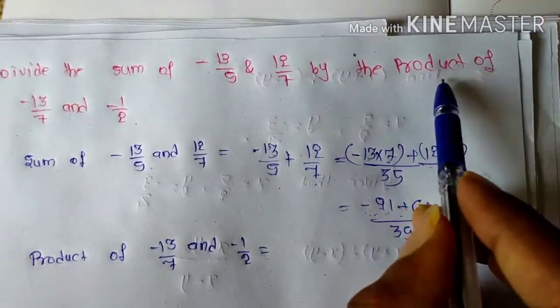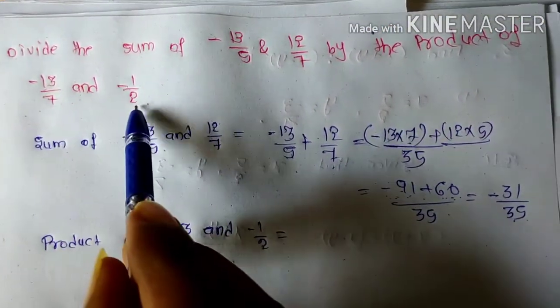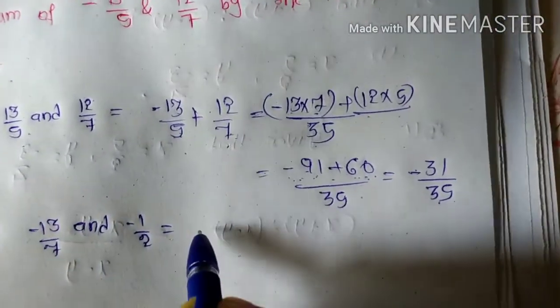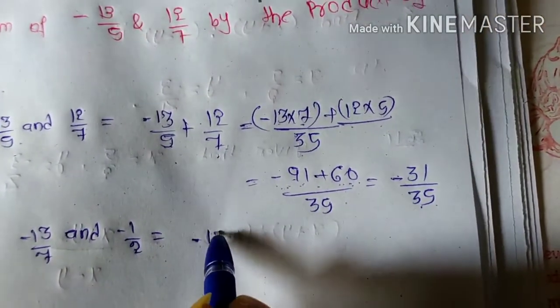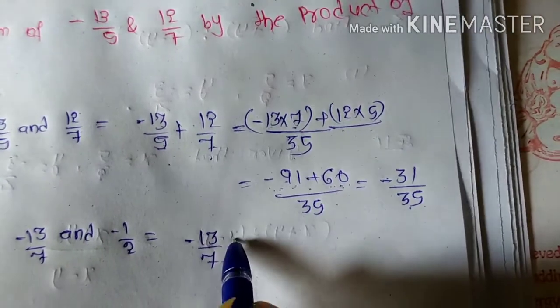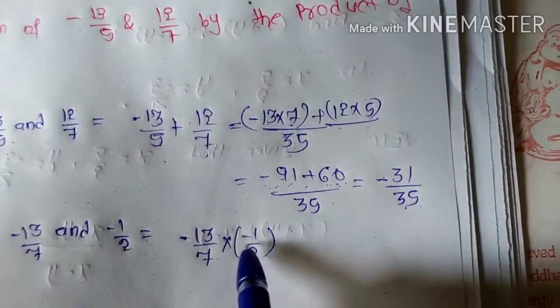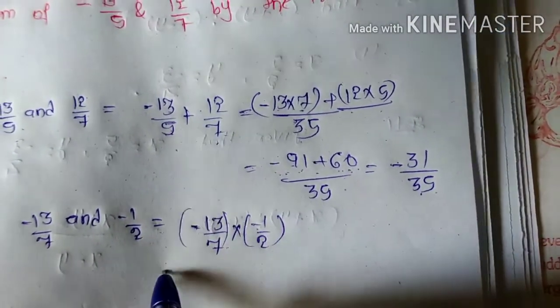Next we need to find the product of minus 13 by 7 and minus 1 by 2. So I am writing here the product of minus 13 by 7 and minus 1 by 2 is equal to. Just do multiplication only. Product means multiplication: minus 13 by 7 into minus 1 by 2. Just we need to find the product. Minus into minus, how much? Plus only.